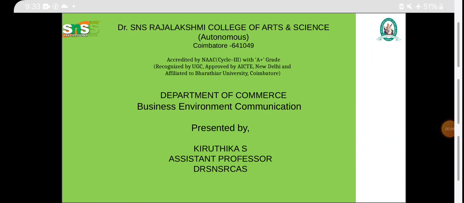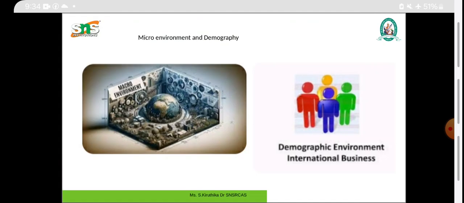The subject name is Business, Environmental and Communications. The topics we will see are the dynamics of the macro-environmental, micro-environmental, legal and natural environments, and competitive analysis in our country, that means in India. First we will see the macro-environmental and demographic environment in international business.